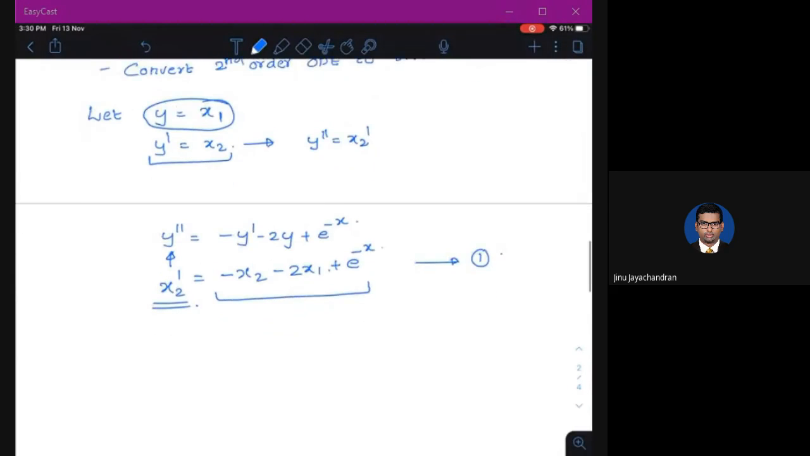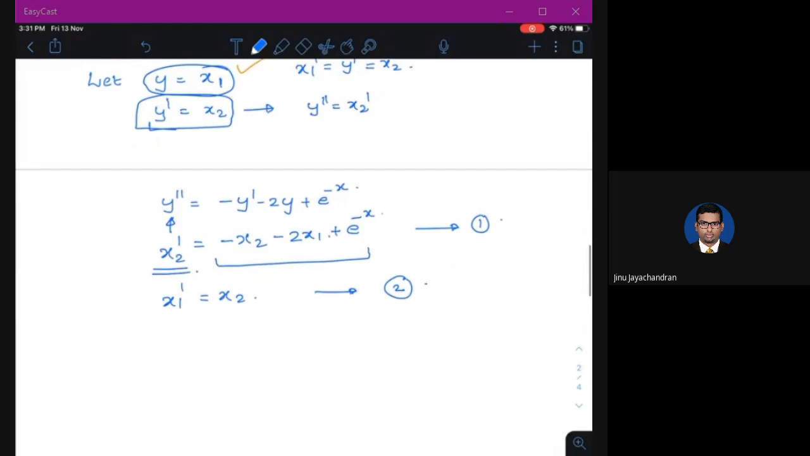Similarly, from this equation, if I do a differentiation, I have x1 dash is equal to x2. Why? Because x1 dash is equal to y dash. We have already said that y dash is equal to x2, which means this is equal to x2. This is equation number 2.